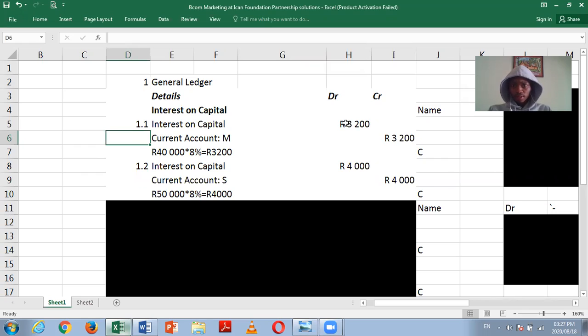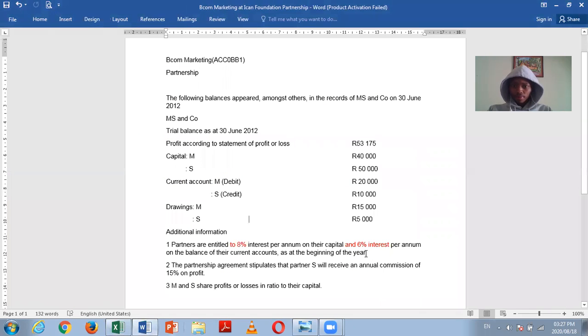Some students like to combine these two interests, but I prefer to put them separately so that you can see specifically which interest is for who. And then secondly, what are we having? We're having the 6% interest per annum on their current account.